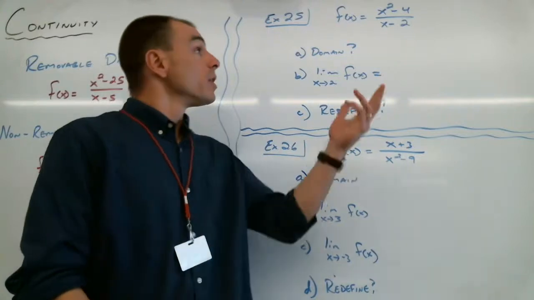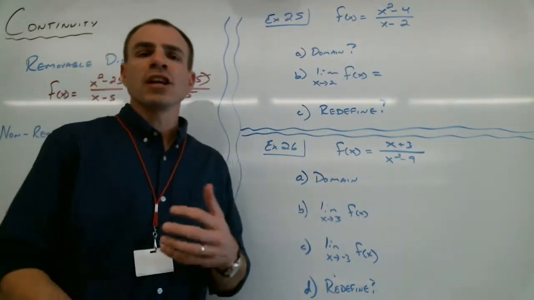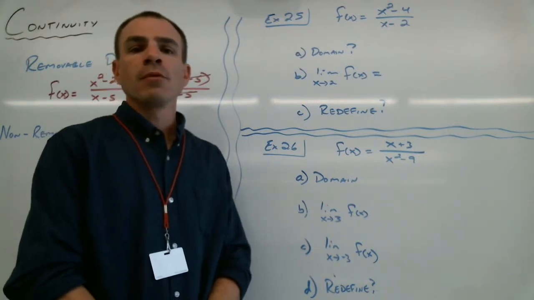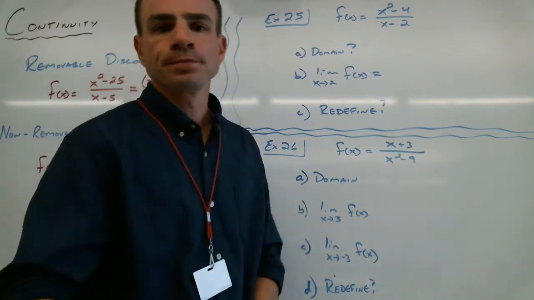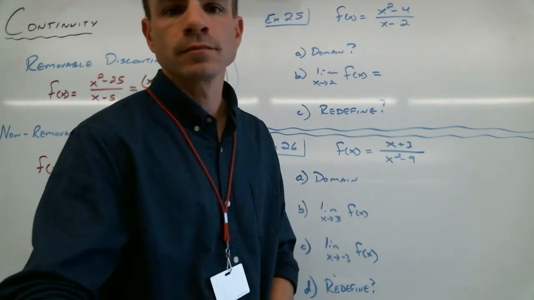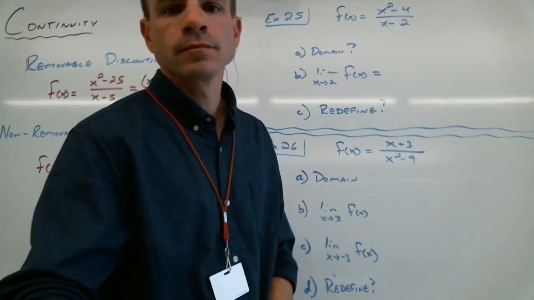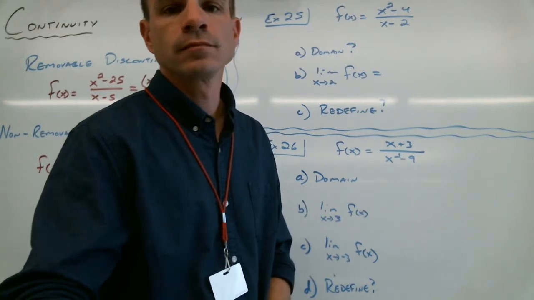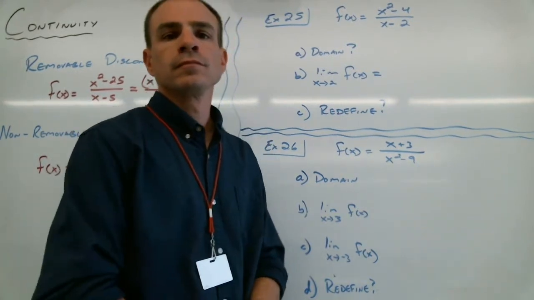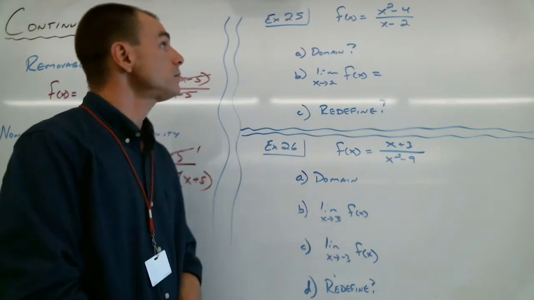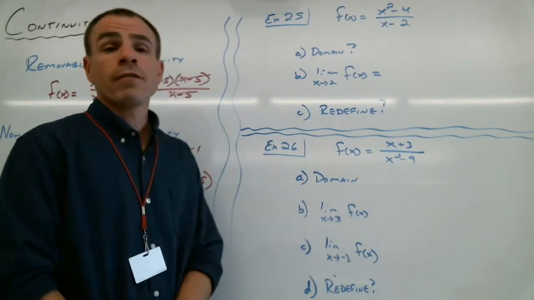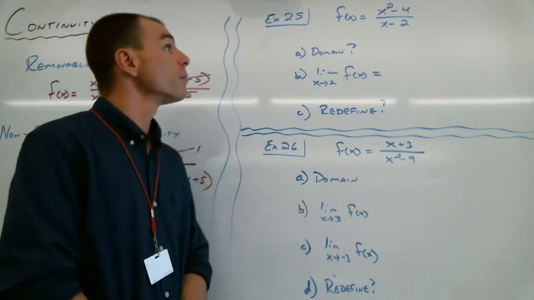So let's take a look at examples number 25 and 26 here to get a little more information about removable and non-removable discontinuities. In regards to example 25 here, we have f of x equal to x squared minus 4 over x minus 2.